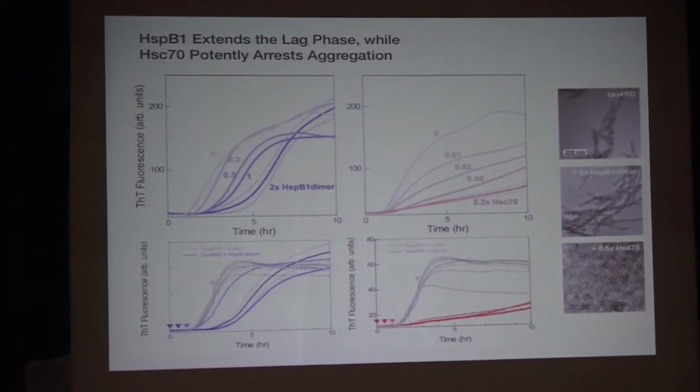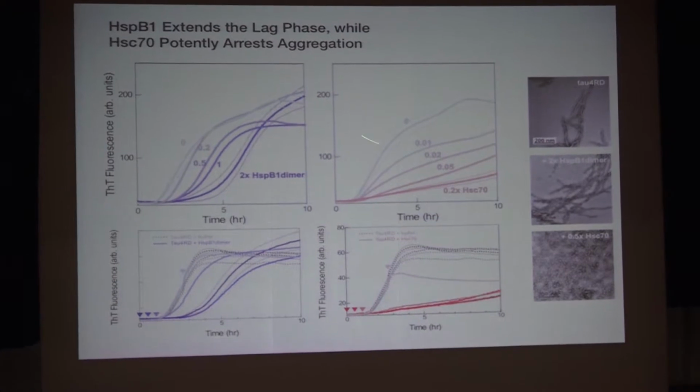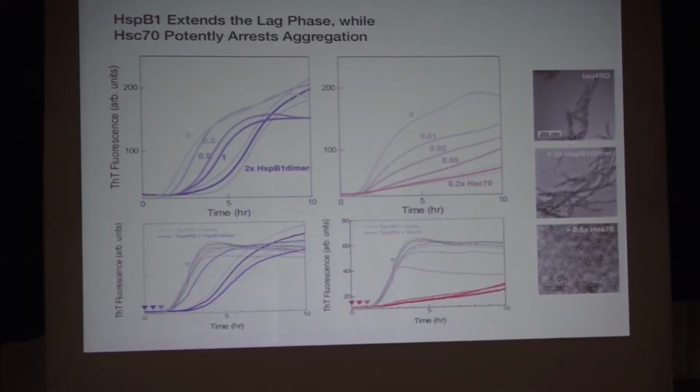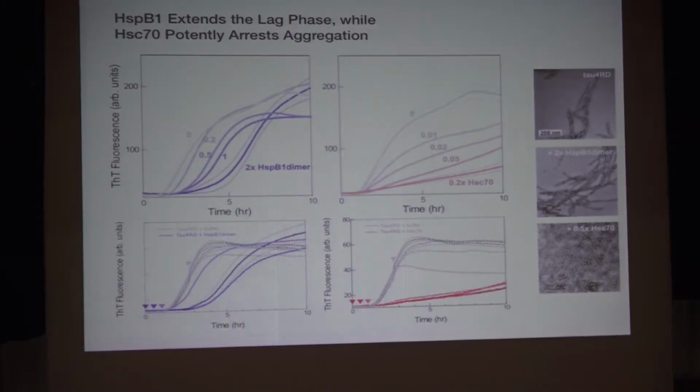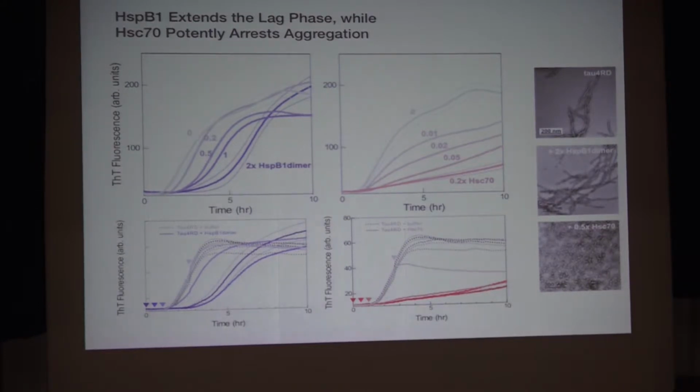So we did electron microscopy to make sure that this is not some photophysical artifact of the thioflavin T dye that we're using. And so you have these nice fibrils of tau. If you take the endpoint of the HSPB1 reaction, you still have fibrils. They look a little uglier. We don't know what the origin of that is. But if you look at the endpoint of the HSC70 reaction, you see these much smaller oligomers. You don't see very many fibrils at all.